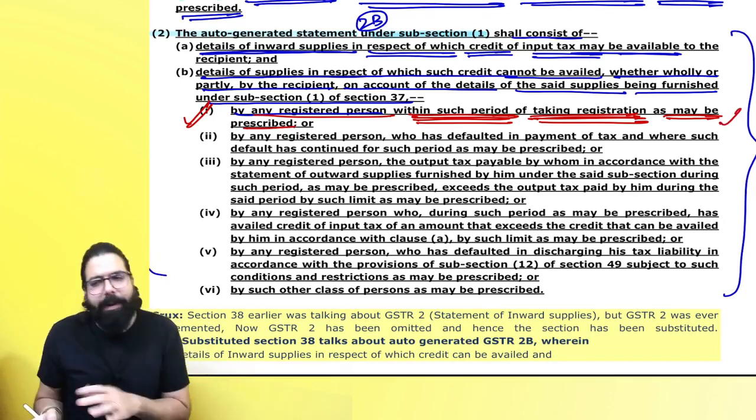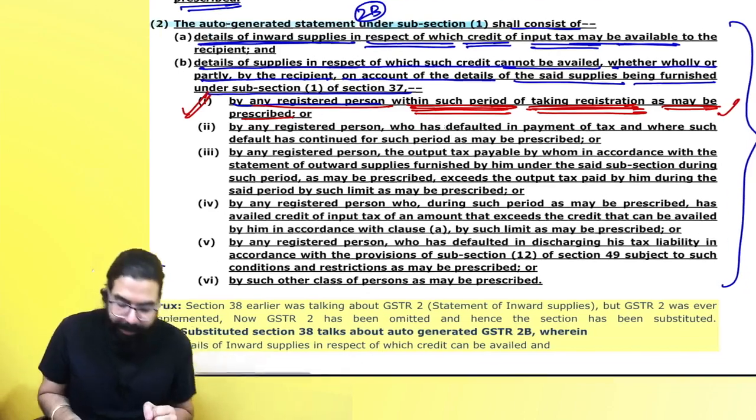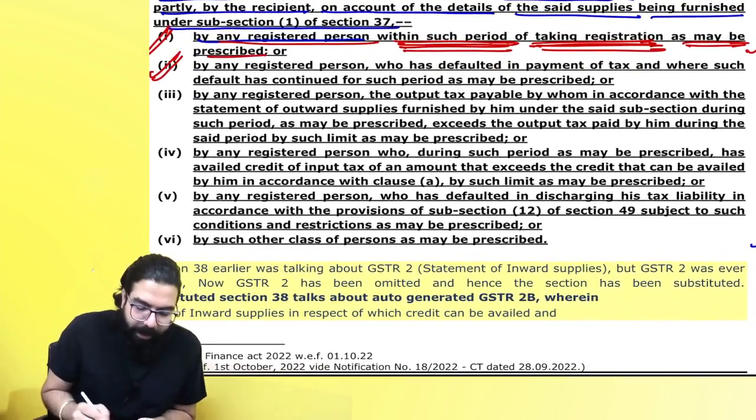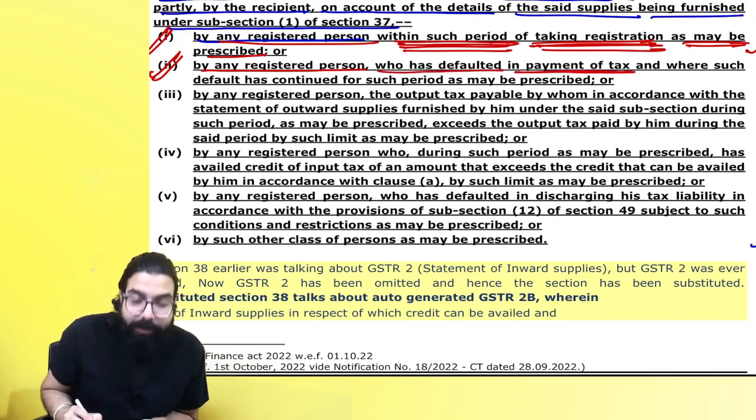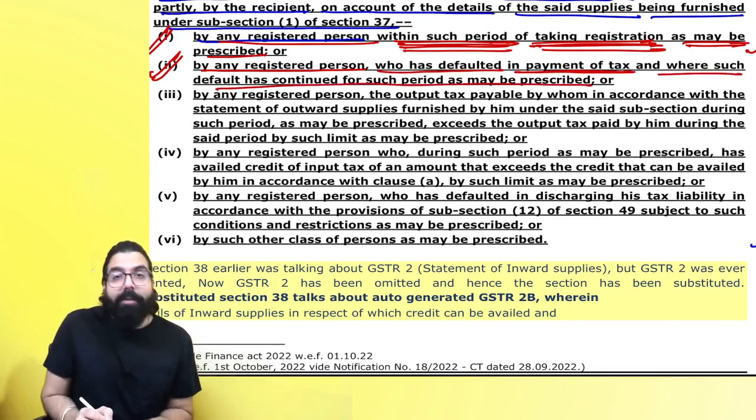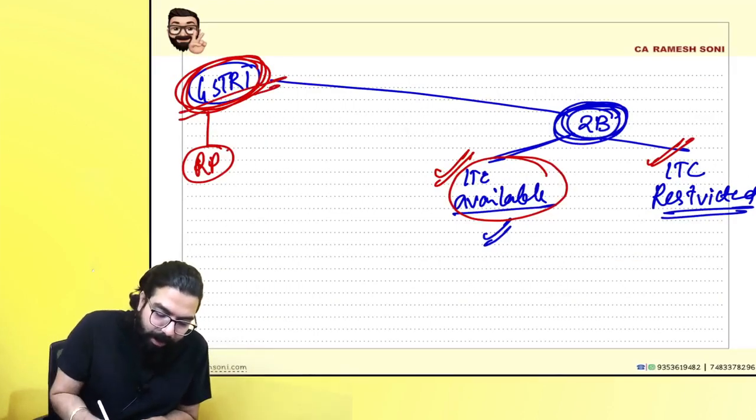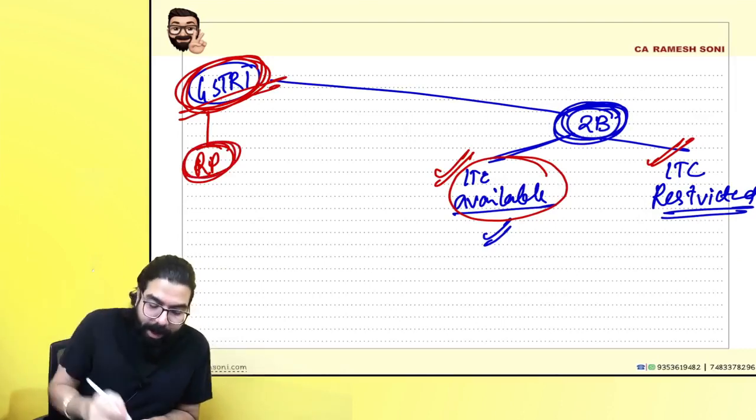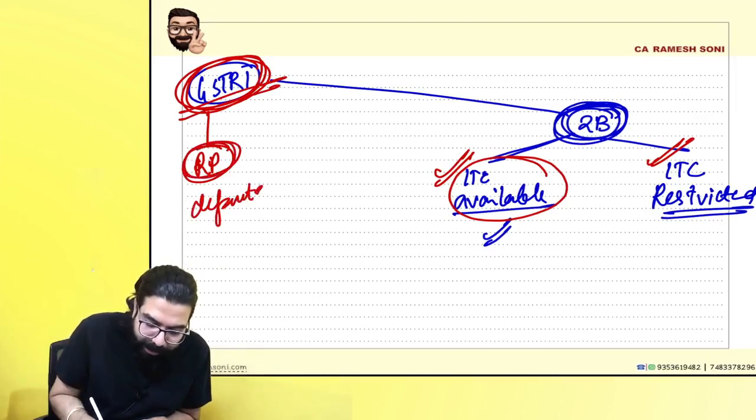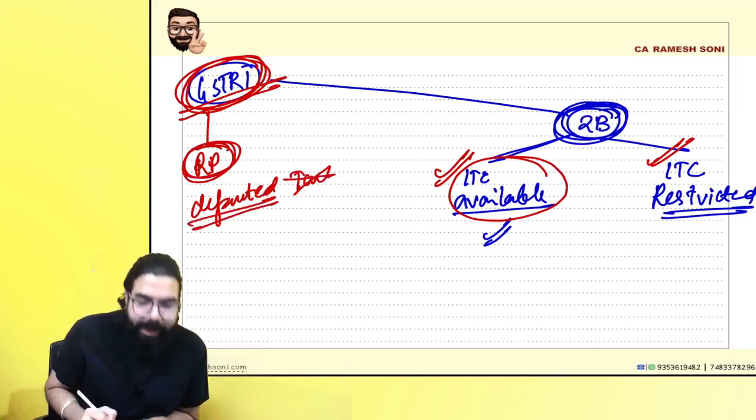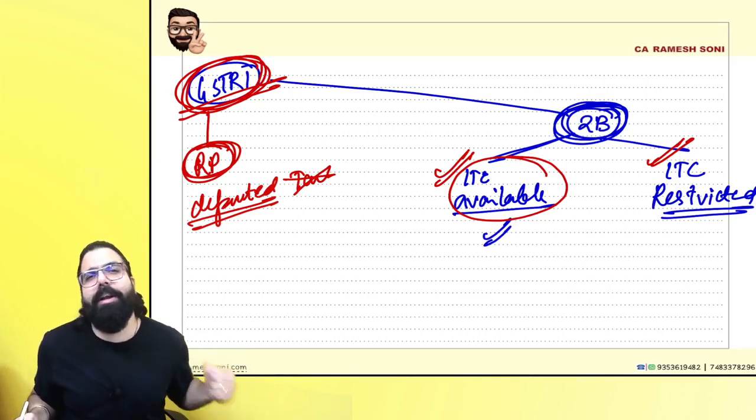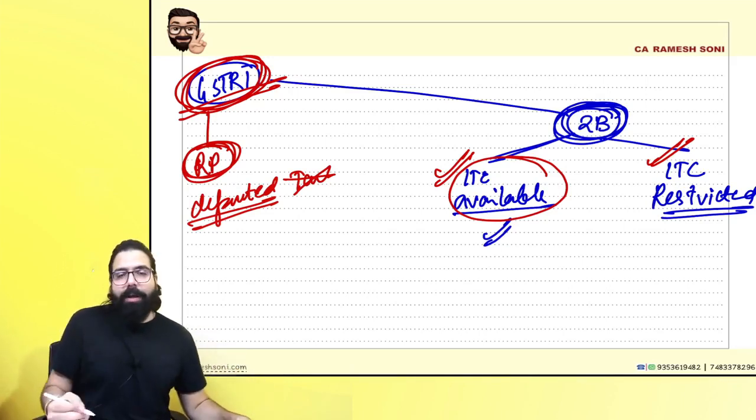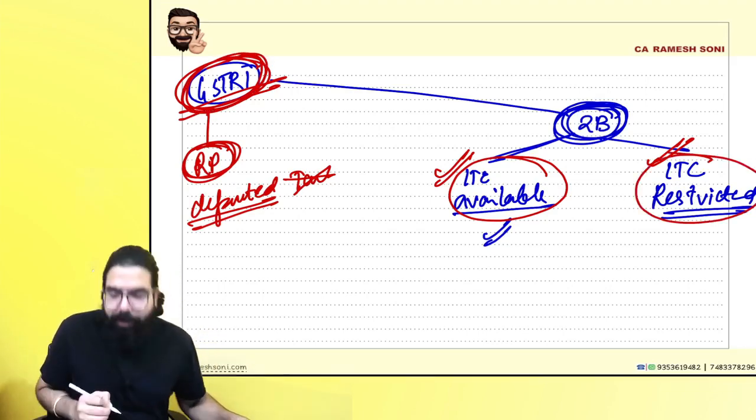As of now, nothing has been prescribed, so the confirmed thing has not yet come. Then the next one over here is, if the details are furnished by a registered person who has defaulted in payment of tax, and where such default has continued for such period as may be prescribed. In the GSTR1 filed by the registered person, he has defaulted and has not paid the tax. If he does not pay the tax, and he has continued the default for a certain time, then whatever details he shows in GSTR1 will come in your restricted column.